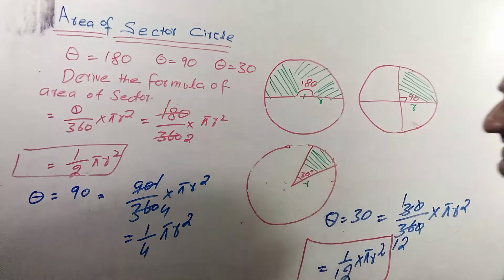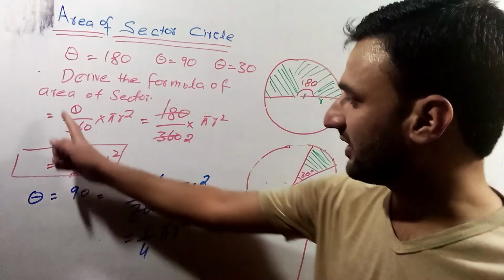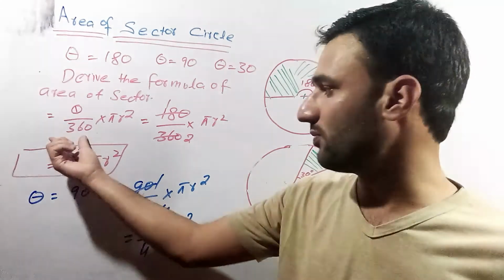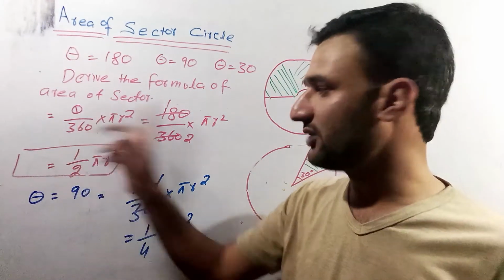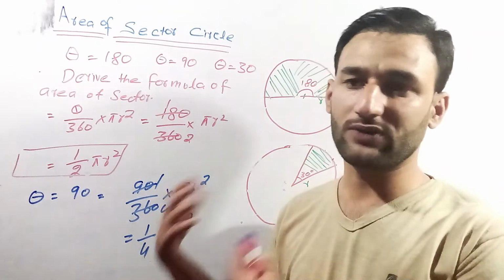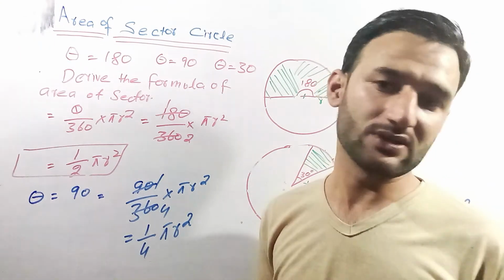So you can notice that if you have a different angle theta, the common thing is 1 by 360 into pi r square. In this way you can find out the area of sectors of a circle, right?